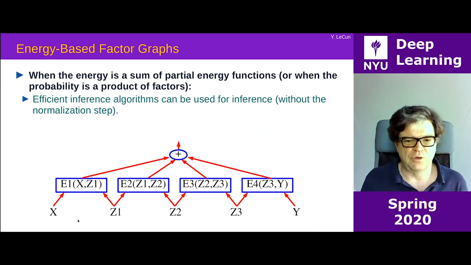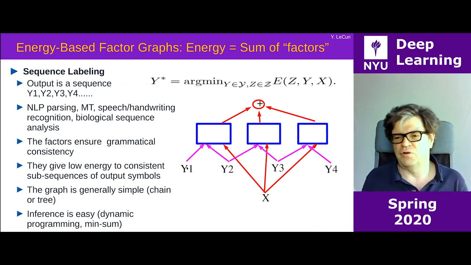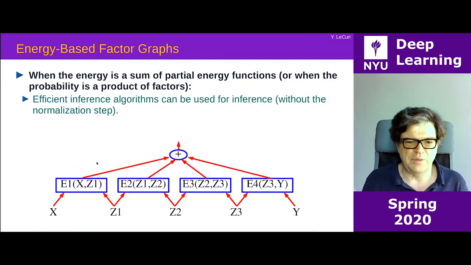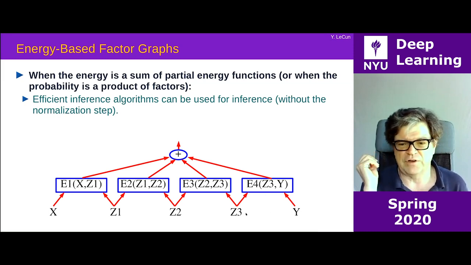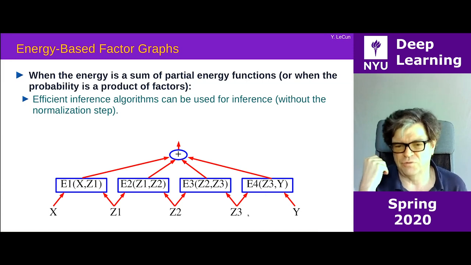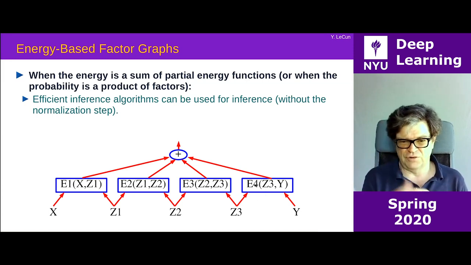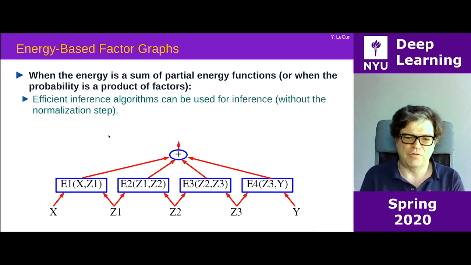So this applies to the situation where the variables you need to infer are all outputs, which means they're going to be visible on the training set, and you can train your system to infer them correctly. But it could also be another situation where some of the variables are observed, like X here on the left, and Y is observed during training on the right. But then all the intermediate variables are never observed. They are latent variables that you need to minimize over as well. But again, here this factor graph is factorized in the sense that the energy is a sum of different terms that only take subsets of the variables into account.